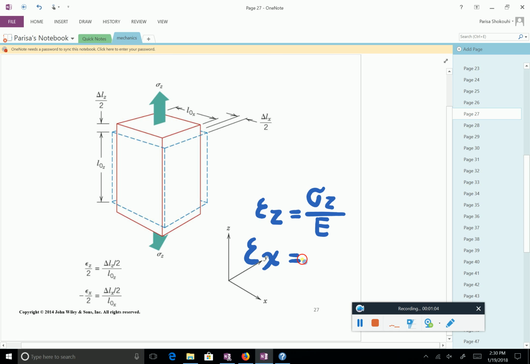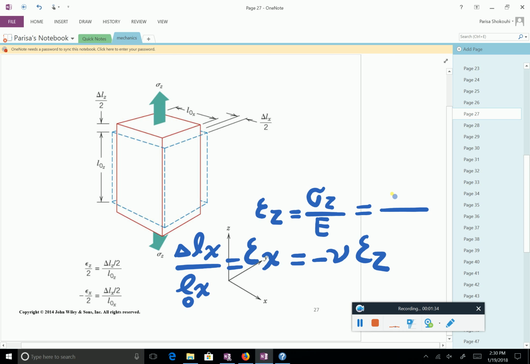And here, for example, we have the two sides, or we can just look at epsilon x. You see that it would be related to epsilon z through Poisson's ratio. And strain is change of length over the original length in either direction. And this was the uniaxial case.